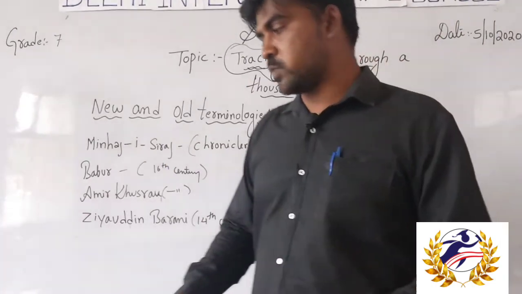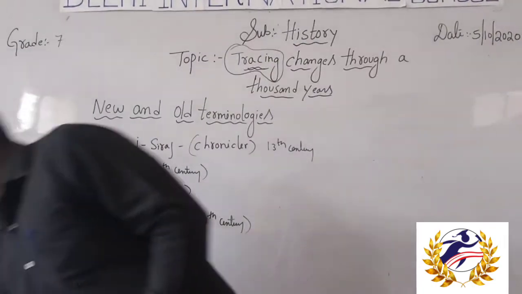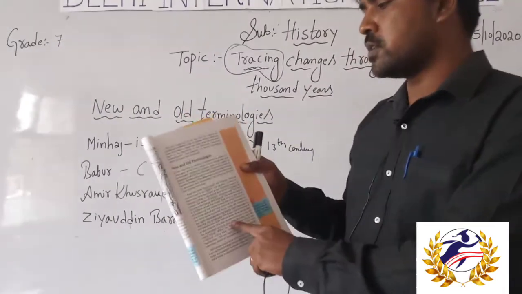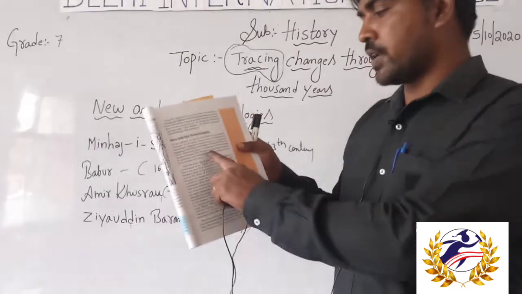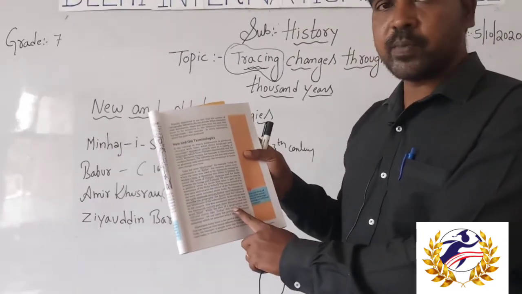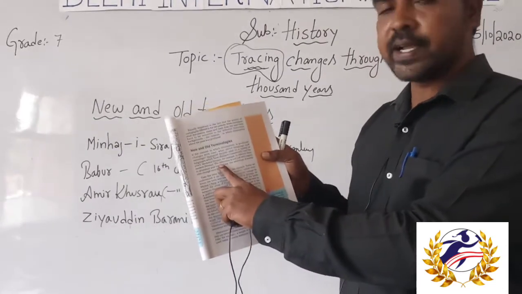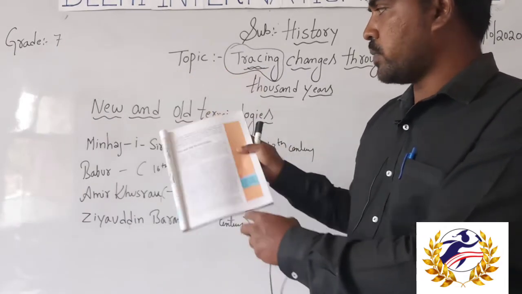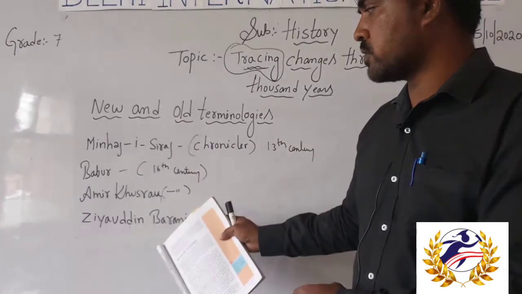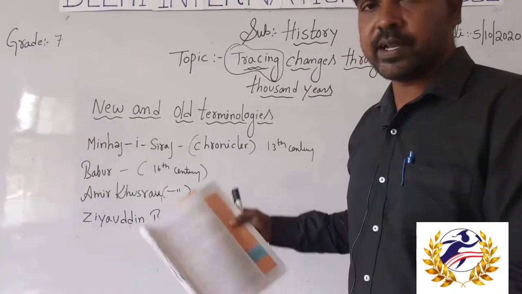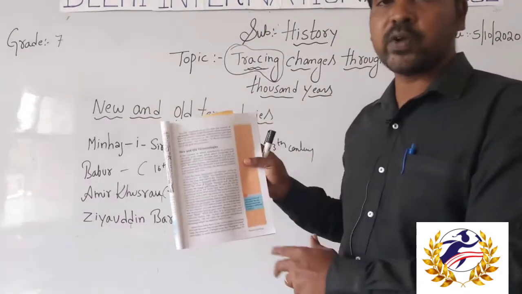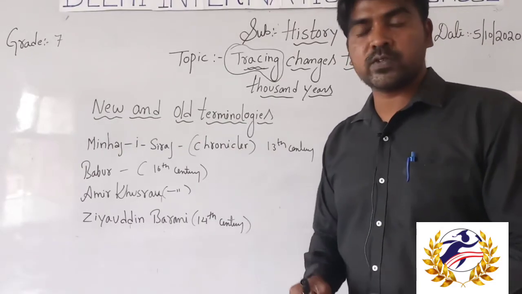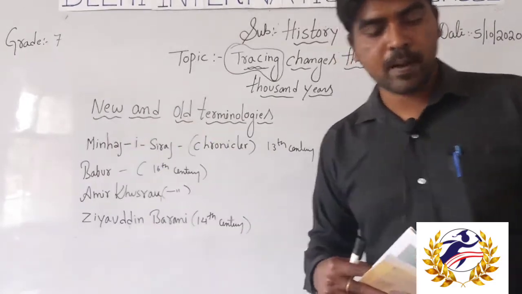Students, in your textbook, page number 3, they have given some information regarding this. Just read and underline some important points you will get to know on page number 3. So all about Minhaj Siraj, Babur, Amir Khusro and Ziauddin Barani. This information is going to help you to access more information. Just hold on, students. We'll move towards the next concept.